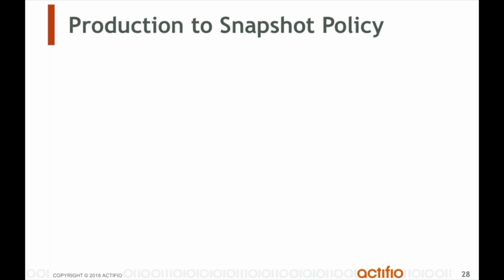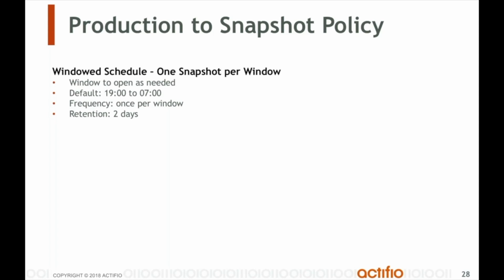In the production to snapshot policy, I have the choice of setting up a windowed schedule in which there will be one snapshot per window. So the window will open as needed. Now that may or may not span the day boundary. In the examples here, the default is 1900 to 1700 hours. So that does span midnight.